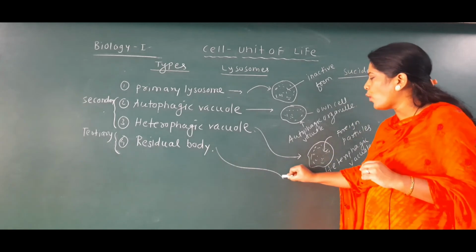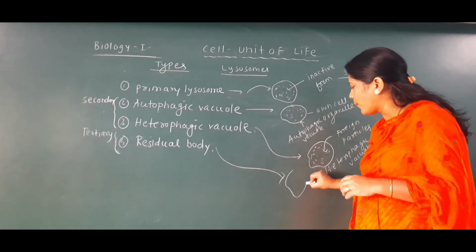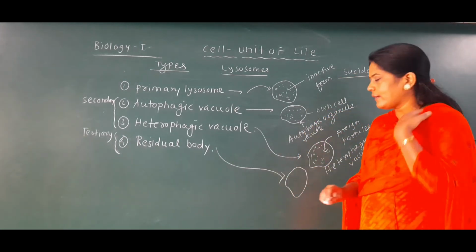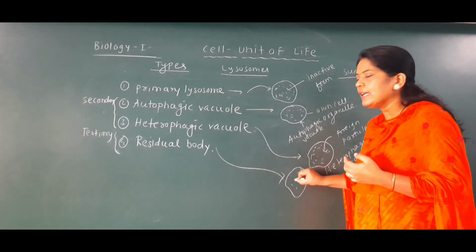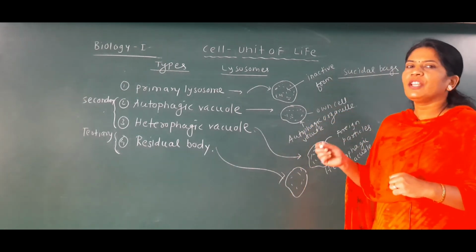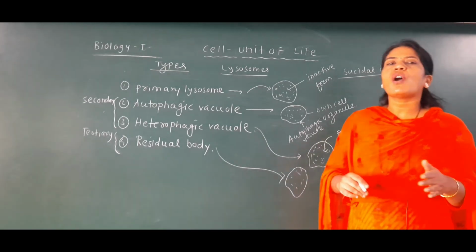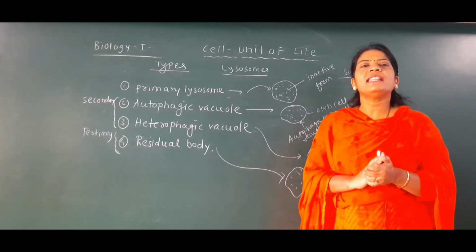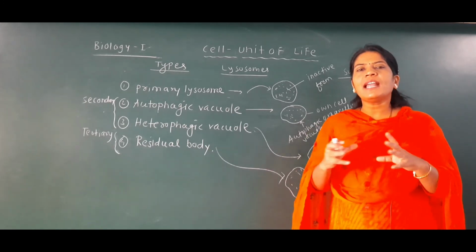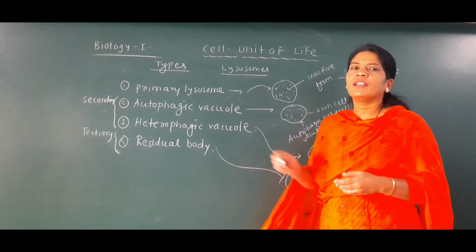Then the fourth type of lysosome is called the residual body. Then what is meant by the residual body? So see here, this is the lysosome. This lysosome contains different material in it, and the material which is not digested by the lysosome, we may say that the undigested material present in the lysosome is called the residual body.